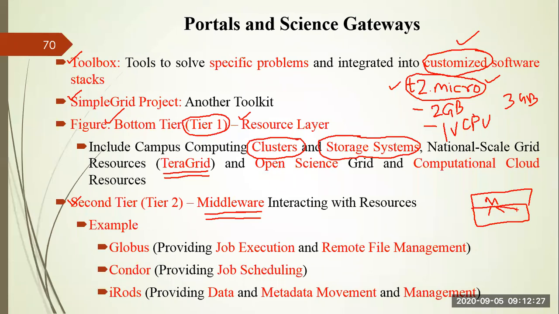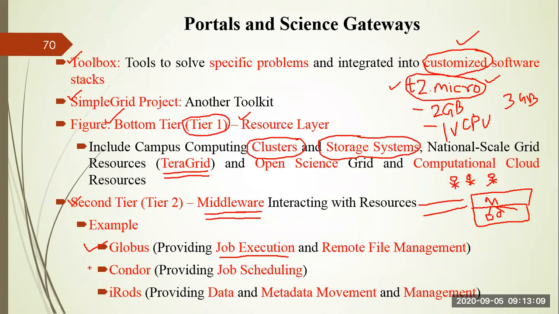Some of the popular middleware in grid as well as cloud is called Globus. What is it doing? It is executing the job. What do you mean by job? Each and every user application is treated as a job, or it can be treated as a workflow. These user requests reach the middleware, which starts executing the user application by assigning proper resources of the resource layer. It also does remote file management; it monitors and manages the files which are available remotely.